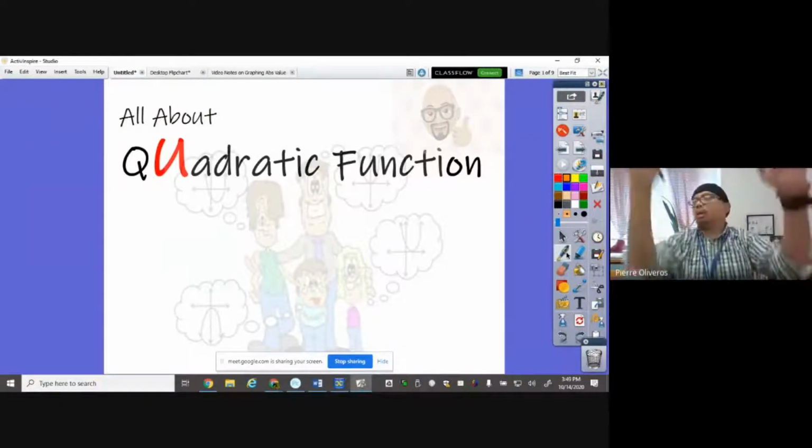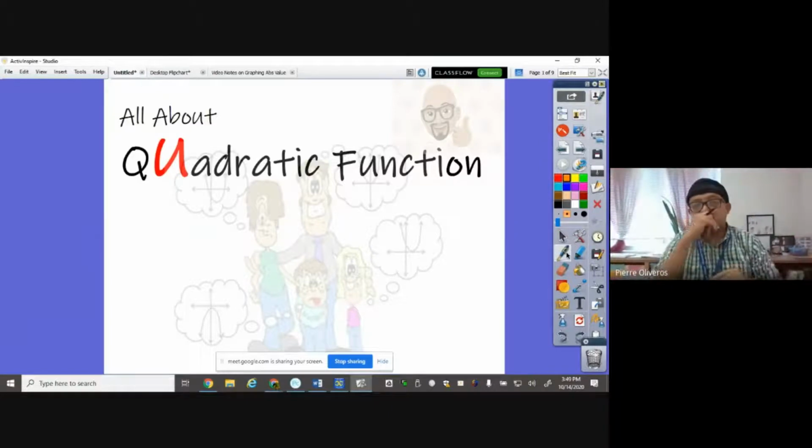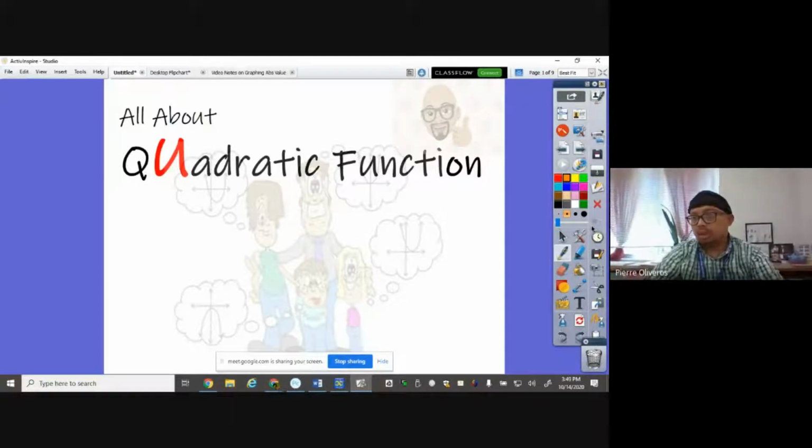And today we're going to learn about quadratic functions. We're going to learn how to graph a quadratic function, identifying the standard form, the vertex, the axis of symmetry, and how to graph it from a table of values. Again, there are multiple ways of graphing a quadratic function, okay? This is one of the ways that we're going to do it. All right, let's go ahead now.